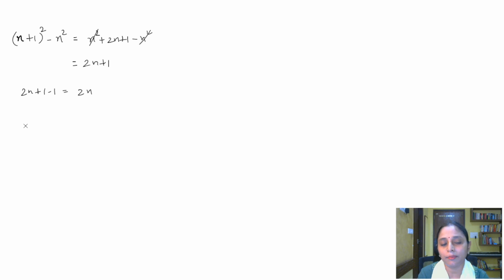So if you look at the number line, if I have the numbers 1, 2, 3, 4, 5, 6, and so on.